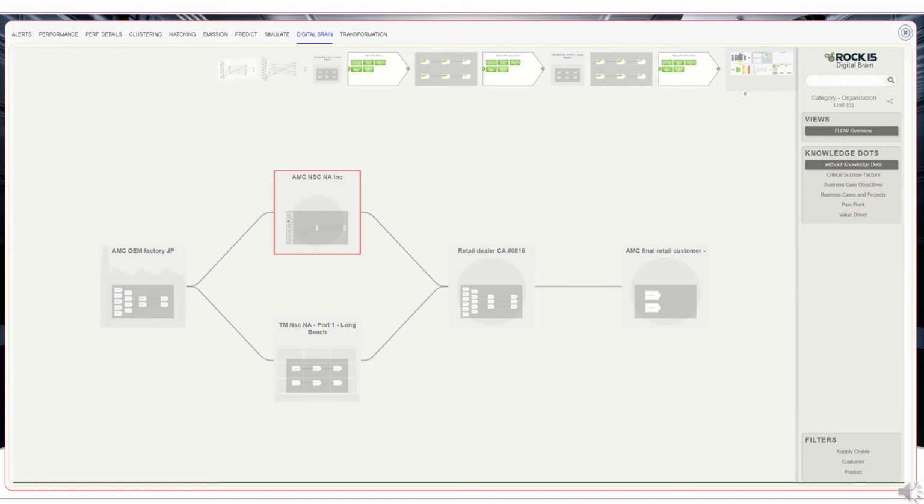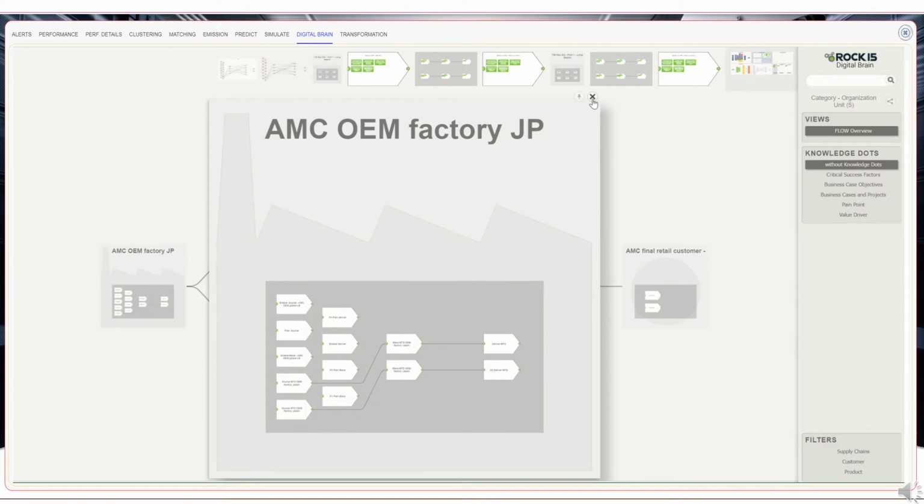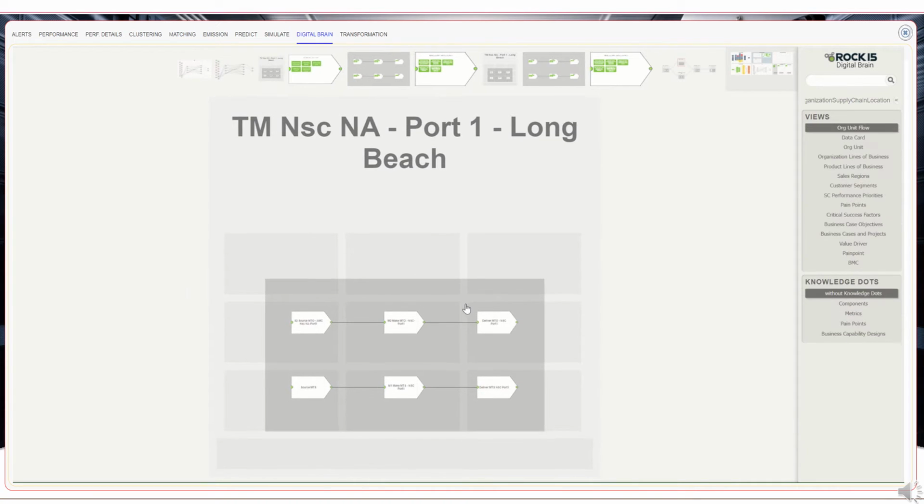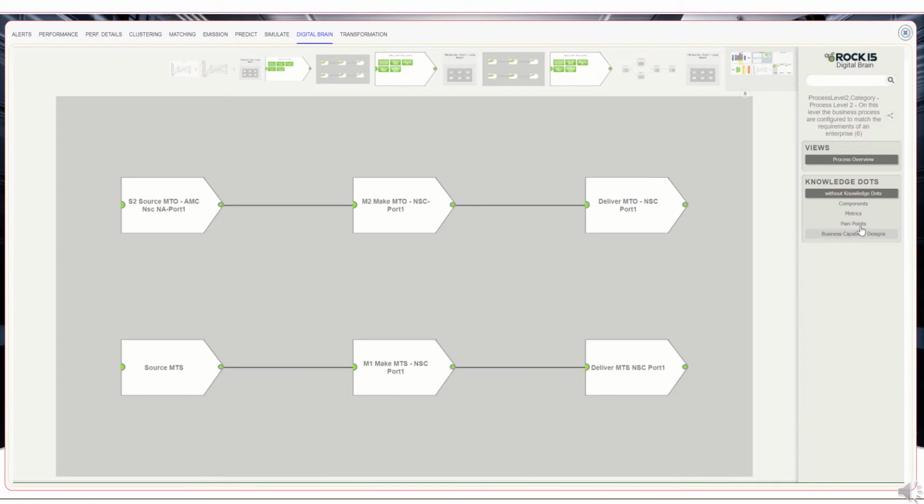Here, Rachel can see the current end-to-end supply chain process, specifically for the sedan Model 1. It is manufactured from the Japan plant and imported via the Long Beach Port 1. She drills down to the process and reviews the most relevant pain points that were reported from the fields.